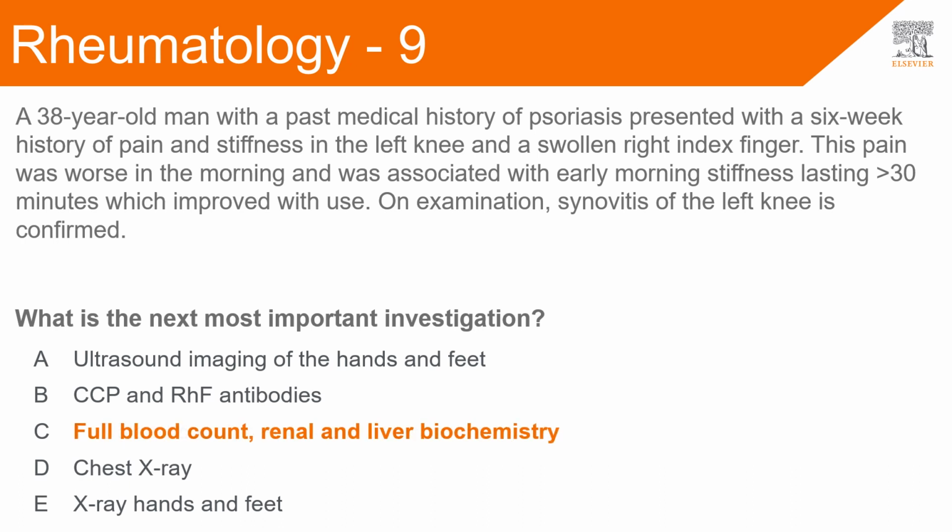Well, let's have a think in terms of the diagnosis first, guys. So this patient has psoriasis. He's got asymmetrical oligoarthritis, so he's asymmetrical left and right, with the left knee and the right index finger, and he's got morning stiffness. So this suggests to me that he's probably got psoriatic arthritis, which is a chronic inflammatory joint disease. And it often has some of the following features that are important.